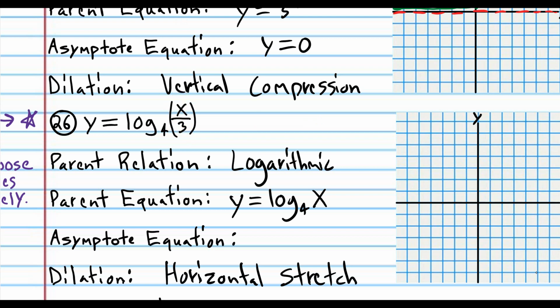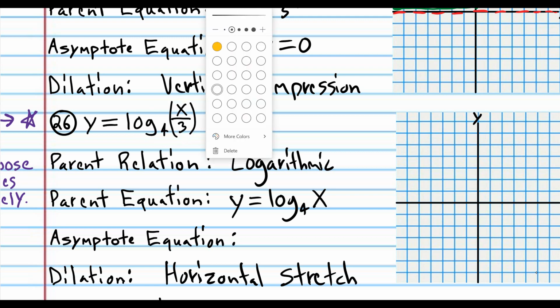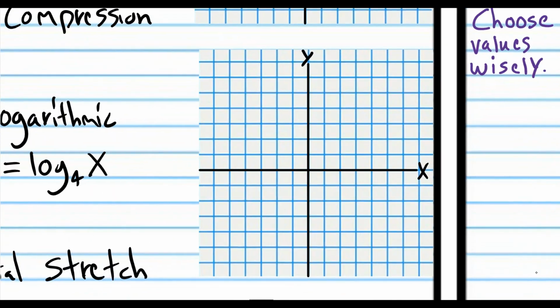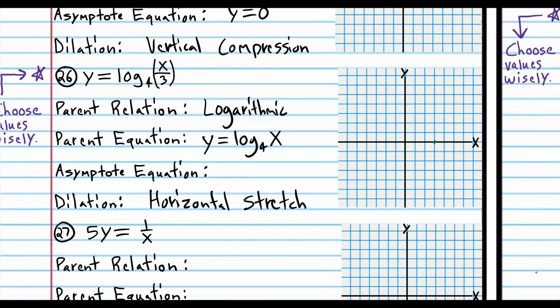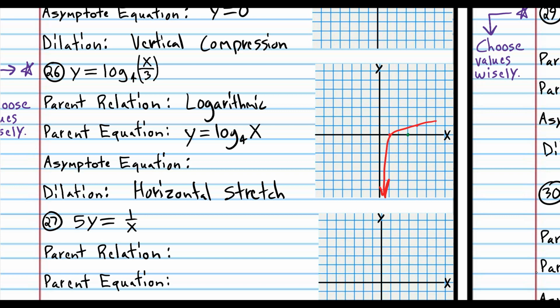So if you plug in 3 for x, we get 3 over 3 is 1, and log base 4 of 1 is just 0. So if you plug in 3, 1, 2, 3, you get 0. So that point is there. And by the way, the parent graph, you plug in 1, you get 0, that's a point, and then 4, 1, and so on and so forth. So this is the parent graph, and because it's a horizontal stretch, we're going to be pulling it to the right.